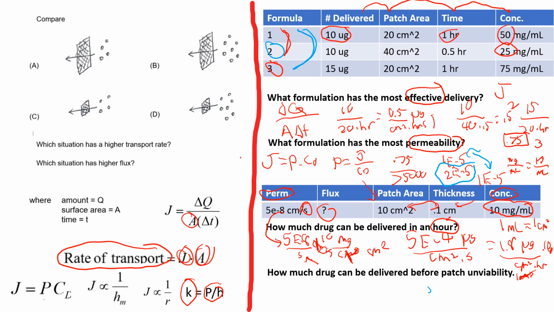So if the equilibrium constant is just P divided by H, we have our permeability, which is 5 times 10 to the negative 8th, divided by our thickness, which is 0.1 centimeters. This is also centimeters per second. And just so you can see how this cancels, we have 5 times 10 to the negative 7th.